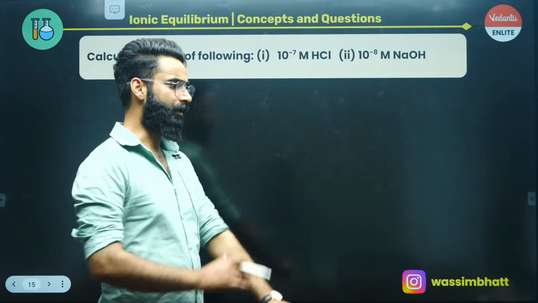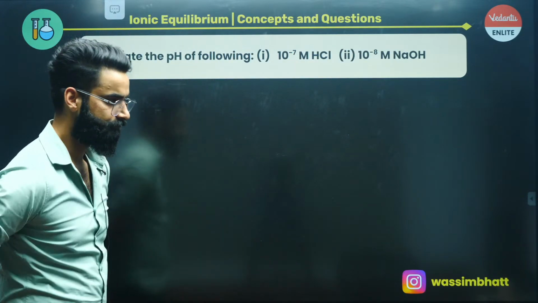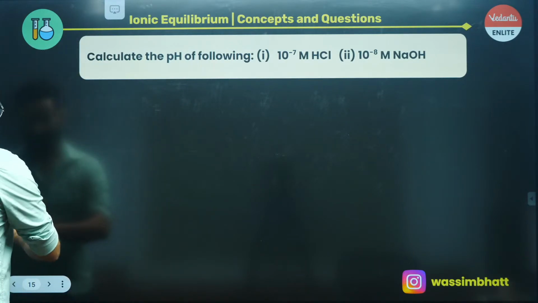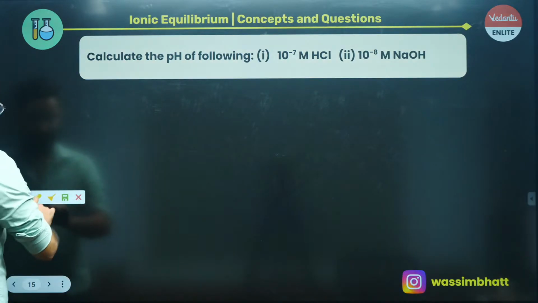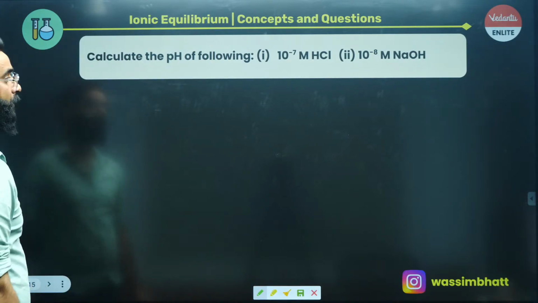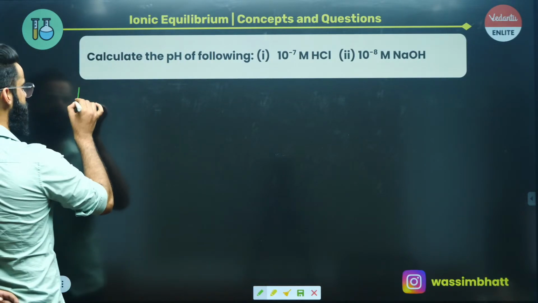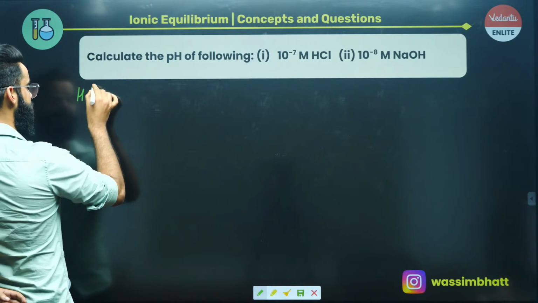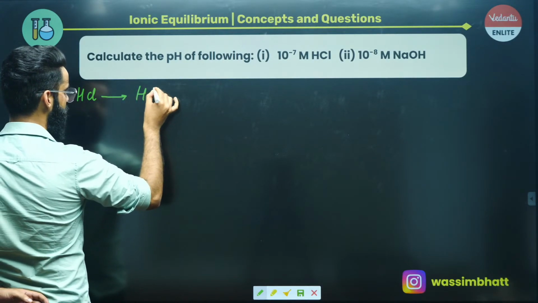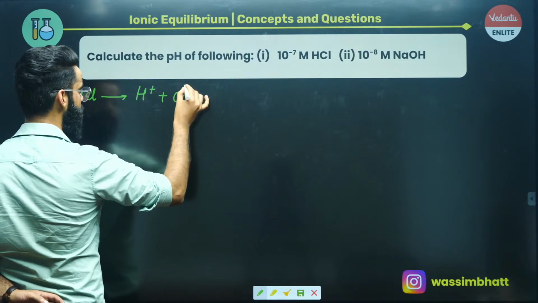Okay, now let's have a look. Calculate the pH of the following. Questions based on pH, these sort of questions are asked. Let's have a look exactly how do we solve them. See guys, we need to get the pH of the following. First of all, you are given 10 raised power minus 7 molar HCl. HCl is a strong electrolyte. It will be getting converted into H positive aqueous plus Cl negative aqueous.